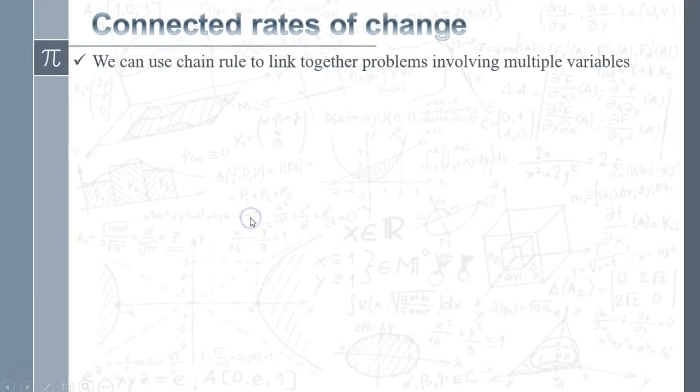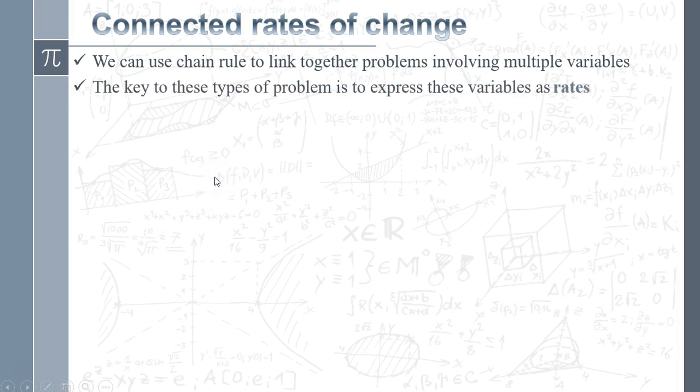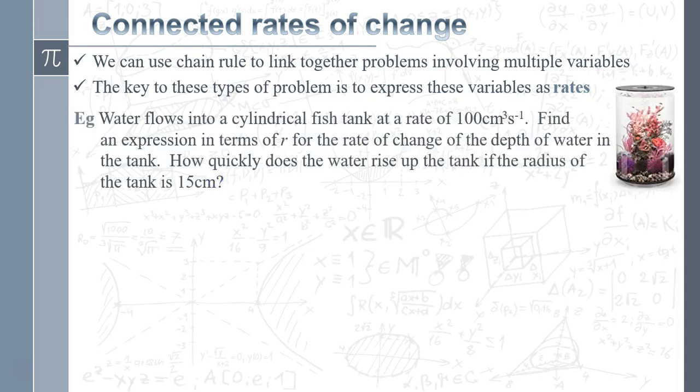What chain rule does is link together multivariable problems. The key idea here is we're going to start looking at problems where we can describe the variables, or each component of the problem, as a rate. And the only way to really get our heads around it is to have a look at an example.